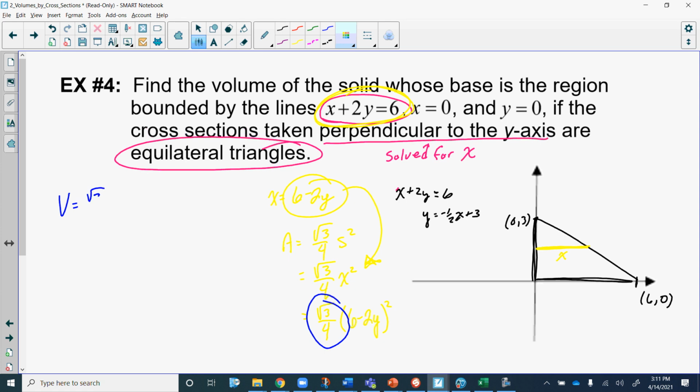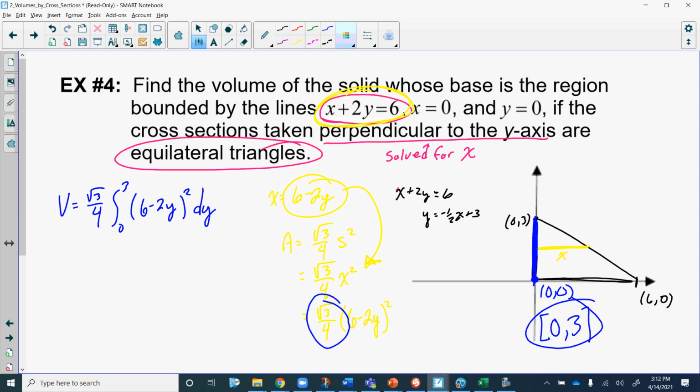So we're going to say radical 3 over 4. And what's the interval of my integration? Well, we're doing it with respect to the y-axis again. So this is at 0, 0. This is at 0, 3. So the interval in this case is going to be from when y is 0 to when y is 3. That's the interval that we're going to use for our integration. So that'll be 0 to 3 here. And let's see what we have. We're going to say 6 minus 2y quantity squared dy.